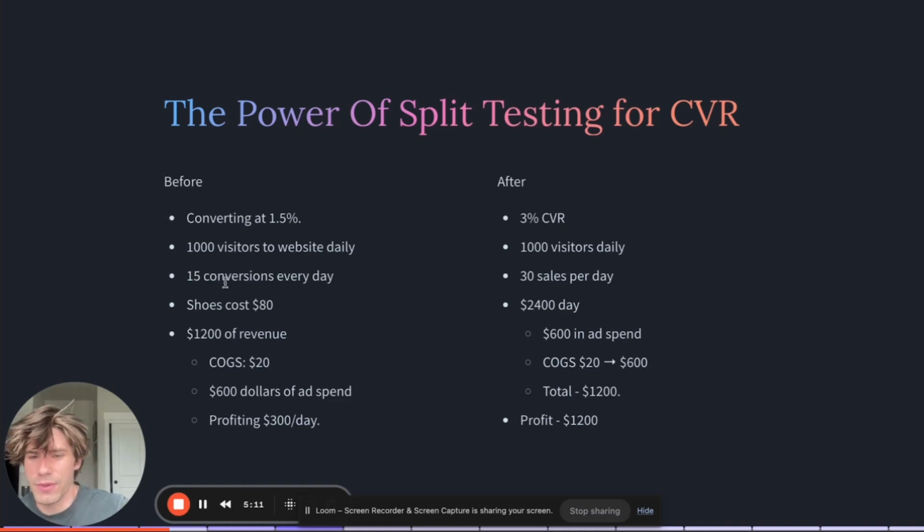So at 15 conversions per day, at $80, that's $1,200 of total revenue. But that doesn't mean $1,200 of profit. That means $1,200 of revenue.